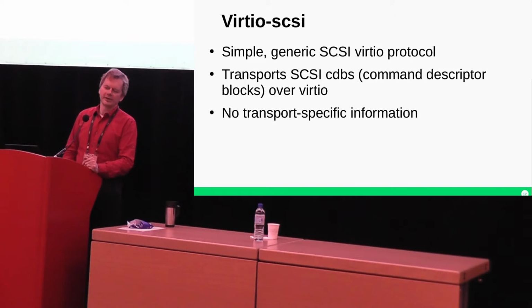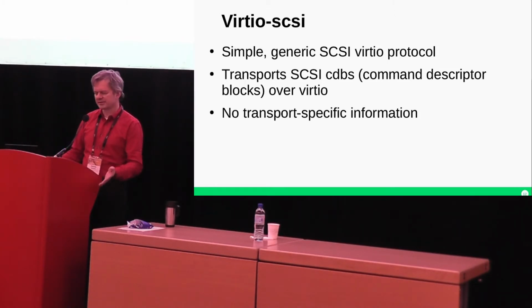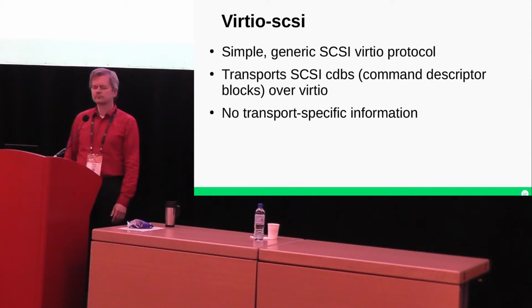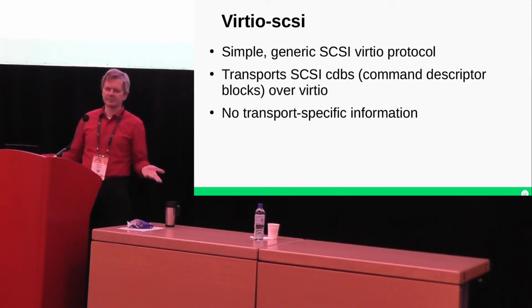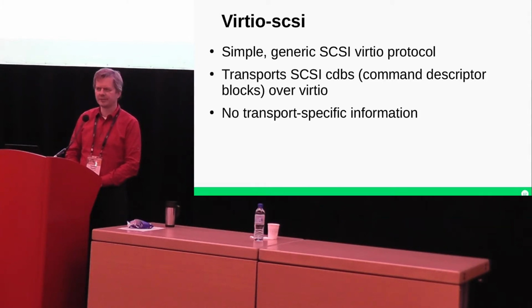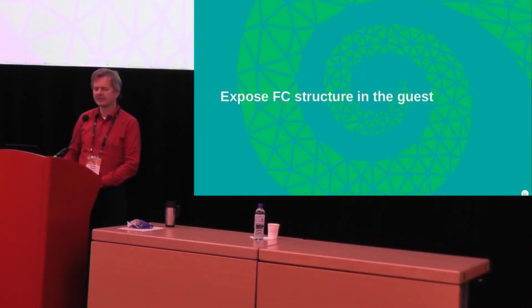So, using virtio-scsi as a protocol, that is quite easy. I mean, everyone knows virtio-scsi, hello Paolo. And this just transports normal SCSI CDBs over Virtio. This is pretty nice, pretty generic, but doesn't have any transport-specific information. So we simply have no way yet to transport the port names and node names over Virtio. But if we want to expose the Fibre-channel structure to the guest, we need precisely this. So we need the port number, we need the node number, so that we can expose the structure.